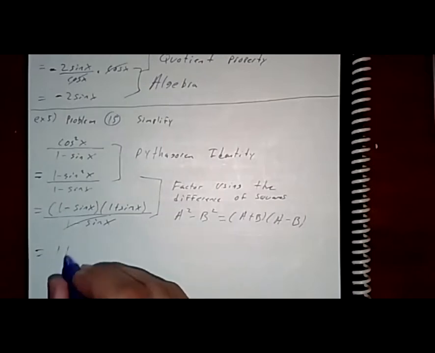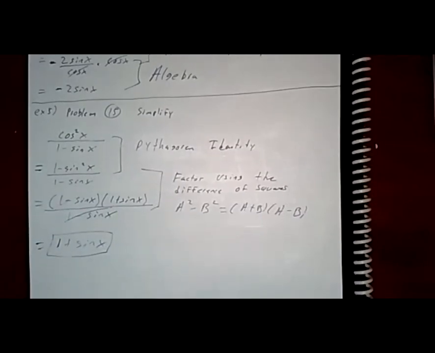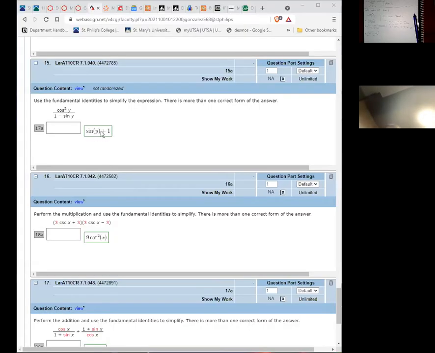At that point, these cancel because they're products, leaving us with 1 plus sine. That is as simplified as it's going to get. Any questions on any of these steps here? That's how they get this. They don't really say anything. You're just supposed to do that on your own. So I'm trying to show as many steps as I can to help you out. Any questions on this?